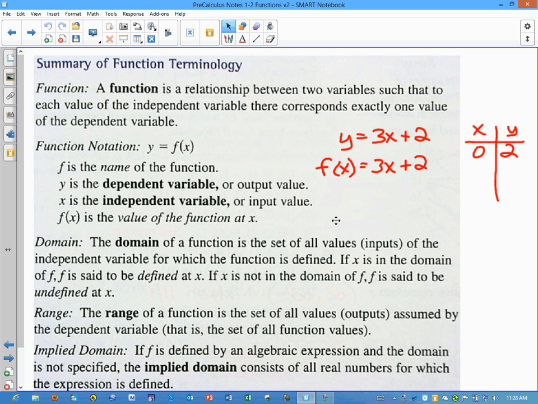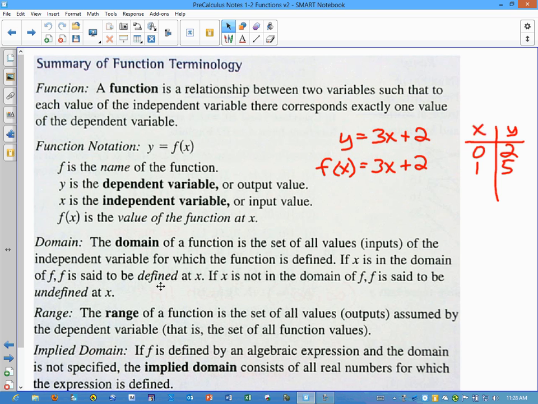Likewise, if x was 1, then 3 times 1 is 3, plus 2 is 5, so the ordered pair is (1, 5). And if you remember lines, 2 points define a line, so once you have these 2 points, you could draw a line through them, and you'd have the complete graph of this function.